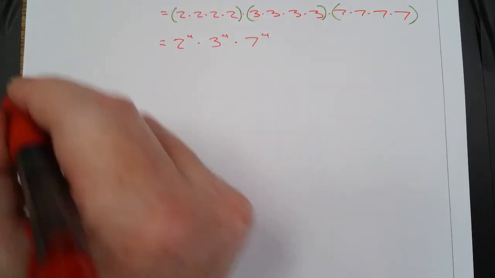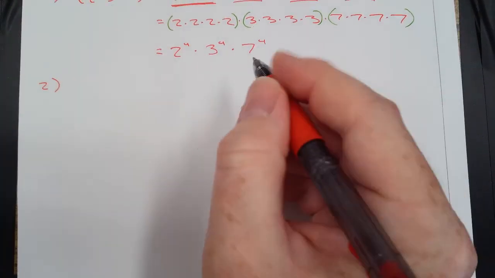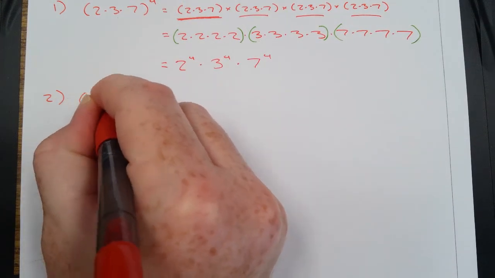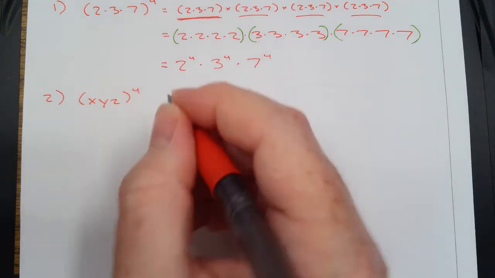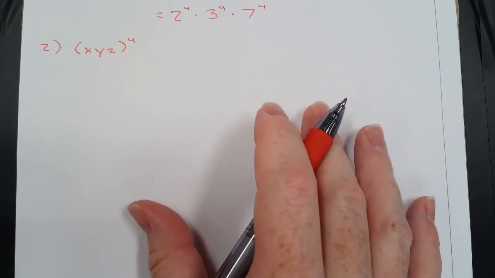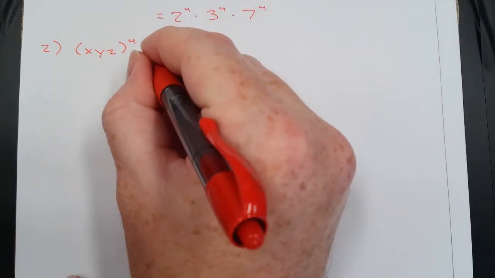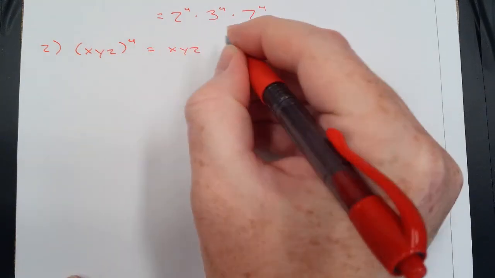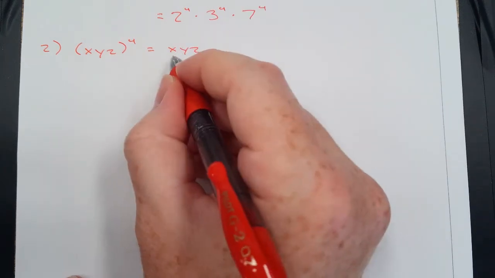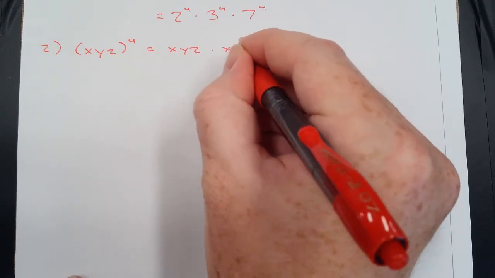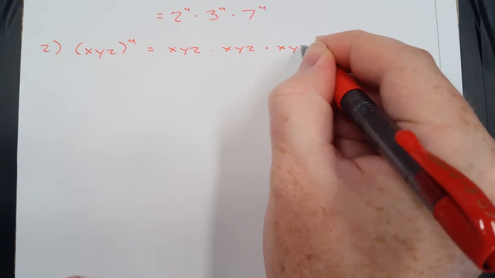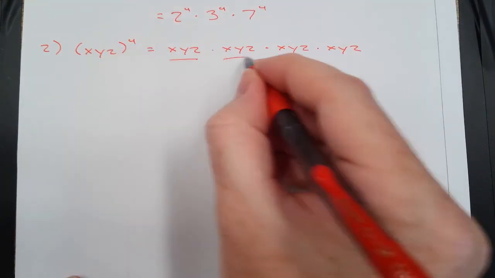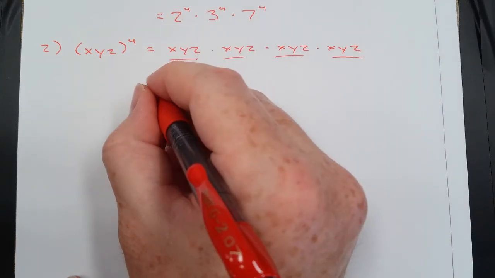Okay, everyone should be done who's joining us right now. So let's prove number 2. My job is to take this and prove how it goes into the other form. So this, the base is xyz. So I have xyz, and it happens 4 times. I see the base 4 times. Here's the base, and it happens 4 times.